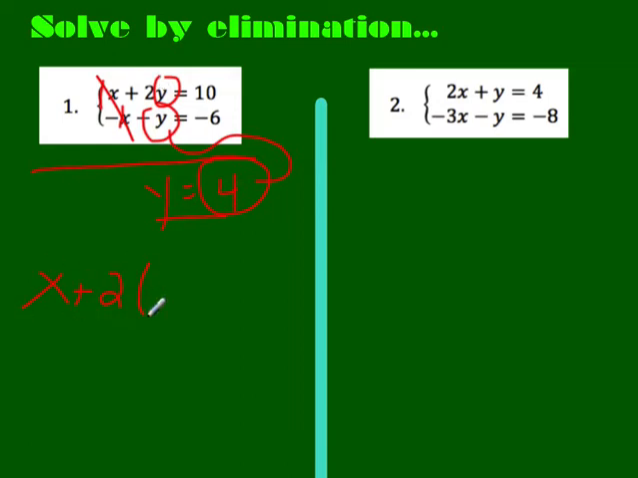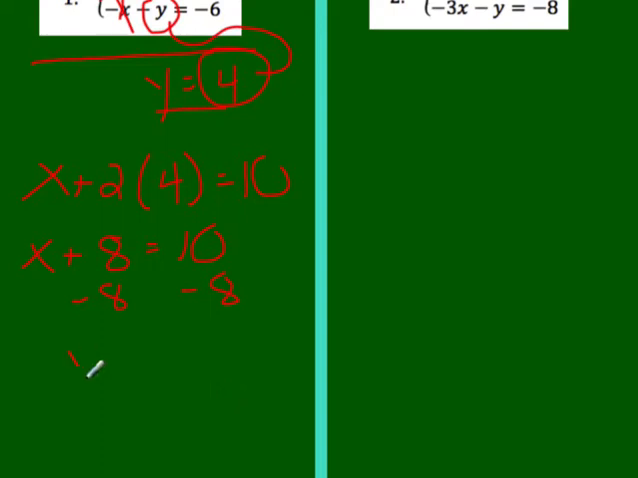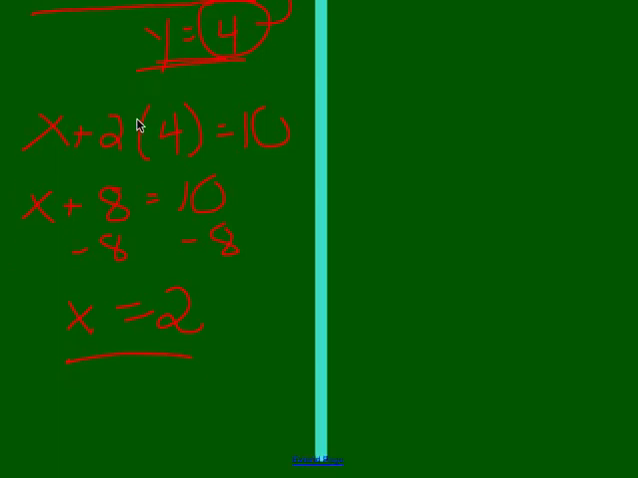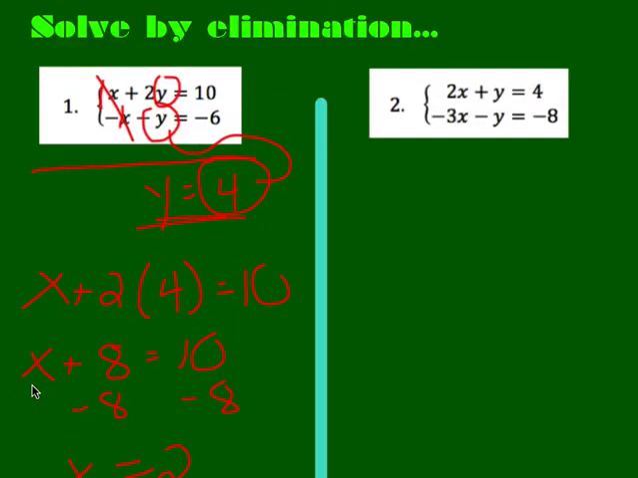So I'm going to take my y out and I'm going to put 4 in instead. So I substitute that out. So I have x plus 2 times 4, which is 8, and that's going to be equal to 10. So I'm going to subtract 8 from both sides. Then I get that x is equal to 2. Now I know my x and my y, and I'm going to write it out as a coordinate point. First my x, and then my y. So that's my final answer for number 1.